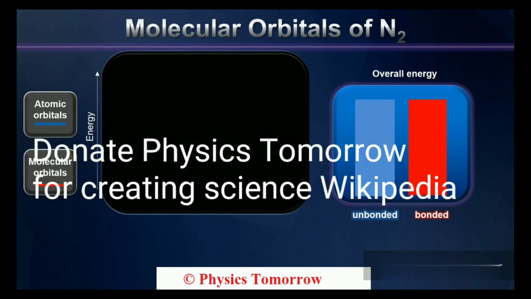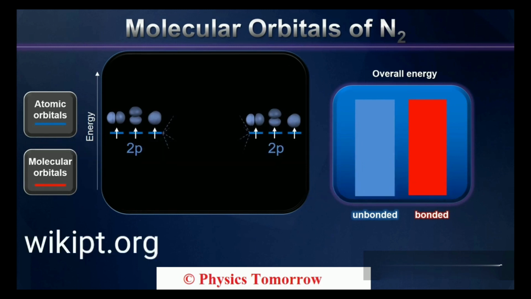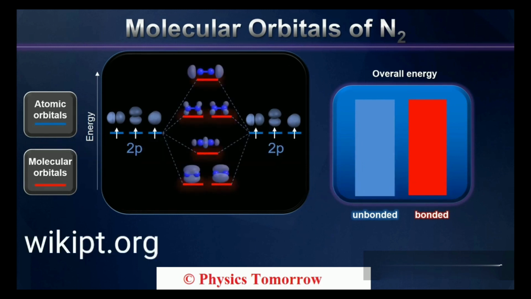Now let's move on to something a little bit more complicated. Here's another second row element, nitrogen. Nitrogen also has 2p atomic orbitals available, but in this case only 3 electrons in each. So let's combine those and form a new molecular orbital system.